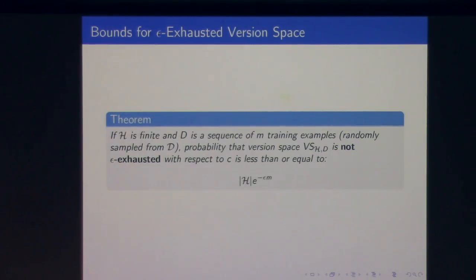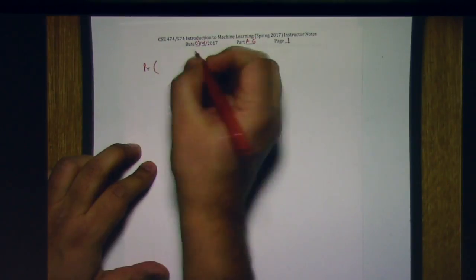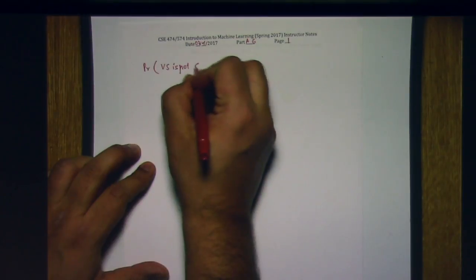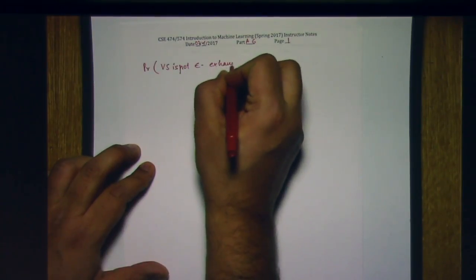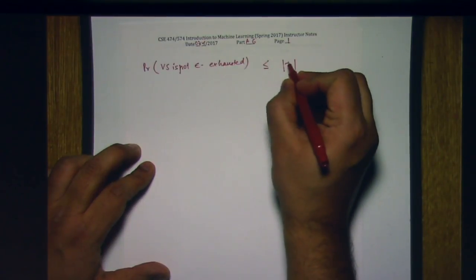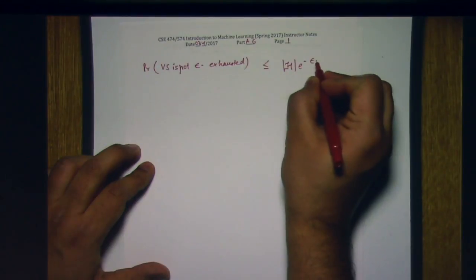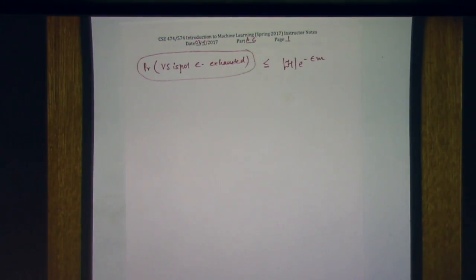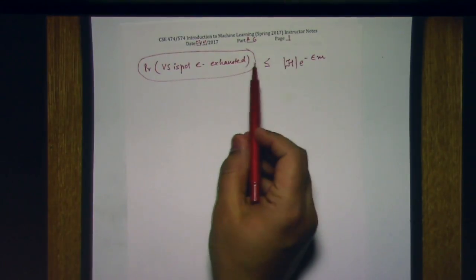So now what we want to do is say, we said that the probability that the version space Vs is not epsilon exhausted is bounded by this number, the size of the hypothesis space, okay? Which means that now we want to bound this probability, right? Because this is also the probability that you will fail. Your algorithm will fail if this happens, right?